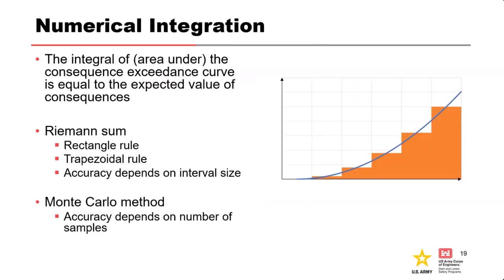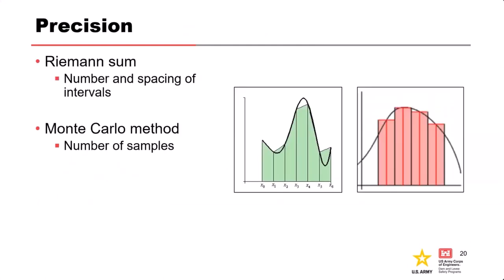Again, we've talked about this a lot this week, but the risk equation is solved with numerical integration. So if you just want to conceptualize it, think of the risk equation as being this function of exceedance probability versus consequences, and we're trying to get the area under it, which, the area under an exceedance curve is the expected value, right? And again, lots of ways to numerically solve integrals: rectangle rules, trapezoidal rules, and the Monte Carlo method, which we saw in the exercise.